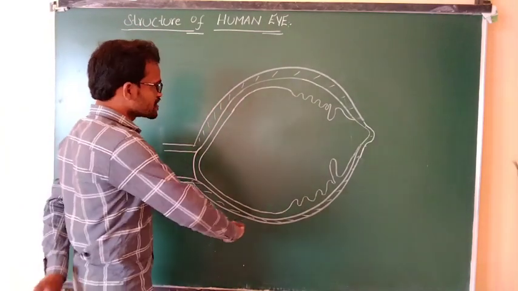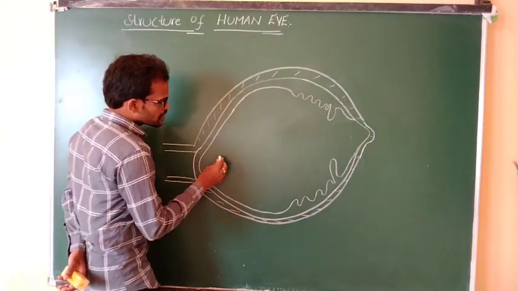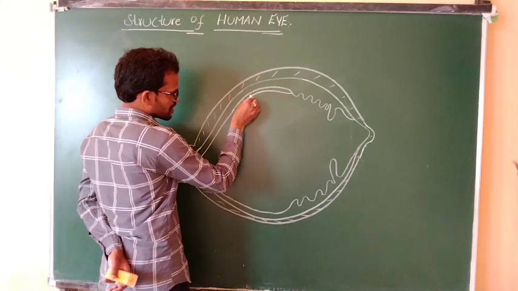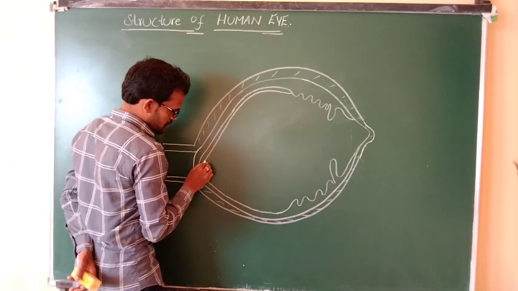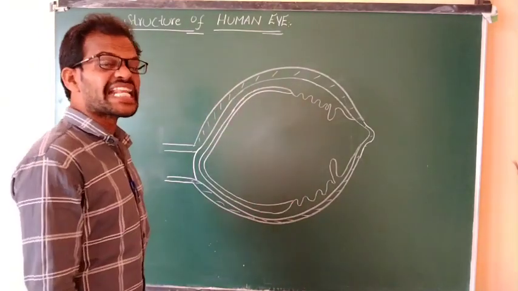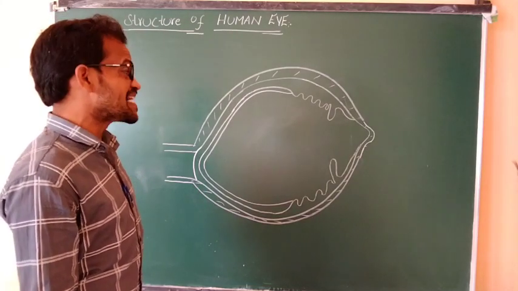The third layer of the eye. It is known as the retina. The third layer of the eye is known as the retina.